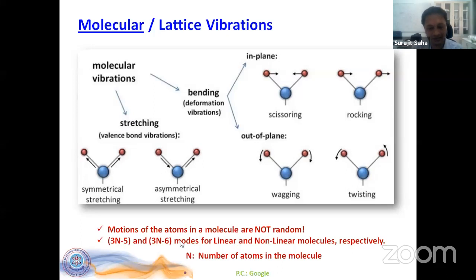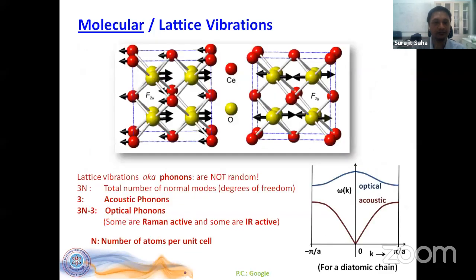And to generalize this, one can see that if we have n number of atoms in a molecule, then if the molecule is linear, there will be 3n-5 normal modes. And if the molecule is non-linear, then it will have 3n-6 normal modes. So this is something about molecular vibrations. Now, if we go to lattice vibrations, which is the next slide.